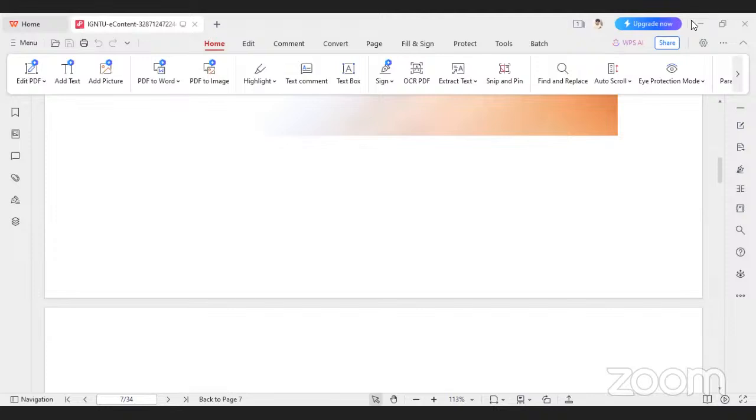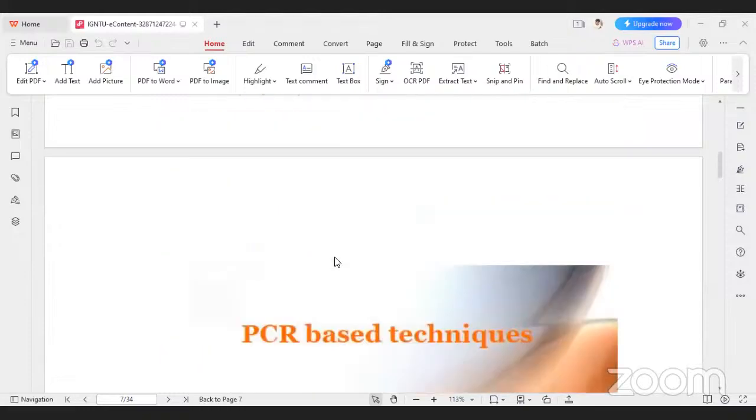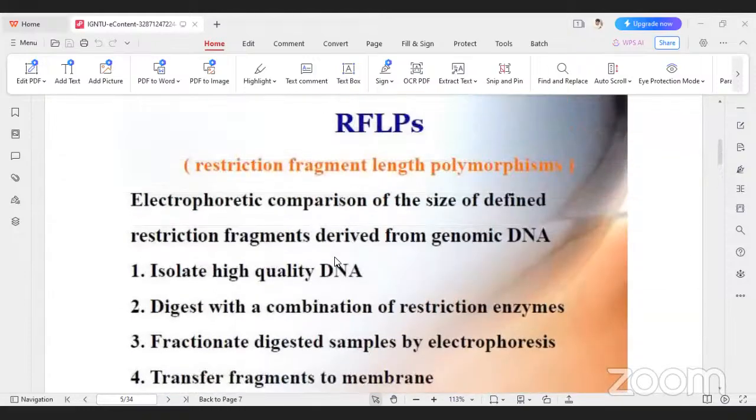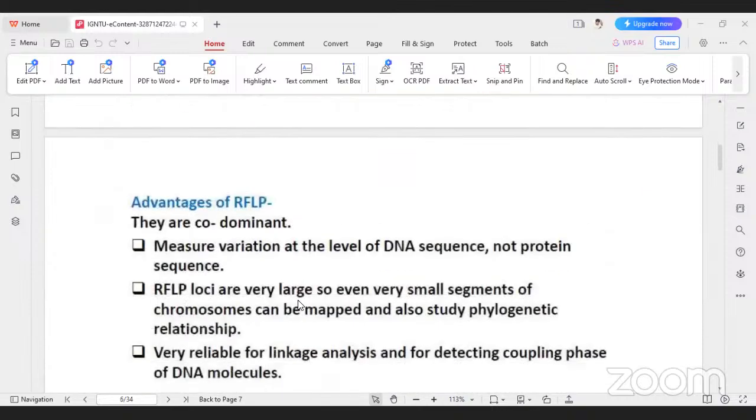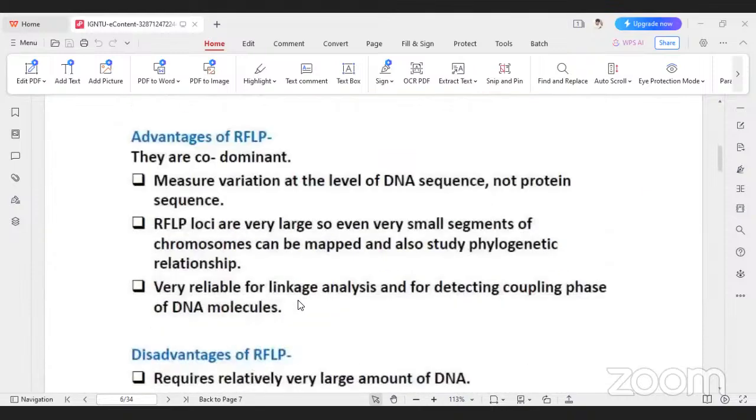So in the final, after the steps of RFLP, we come to advantages and disadvantages. So don't forget the steps.